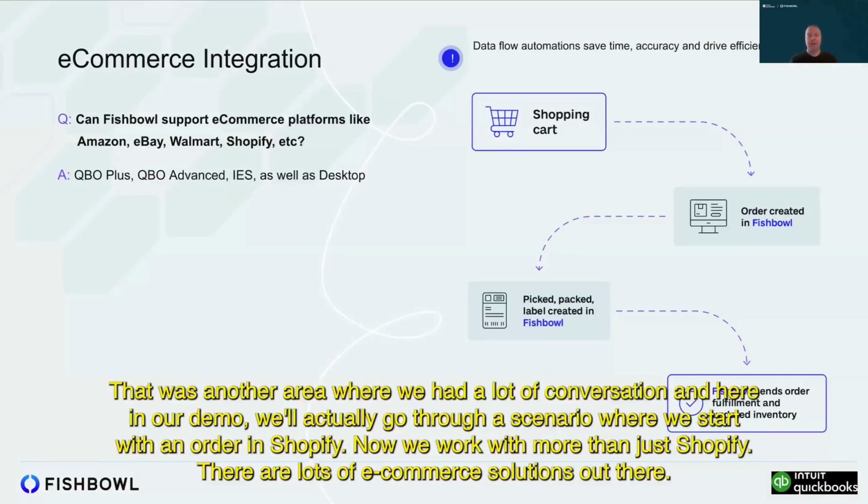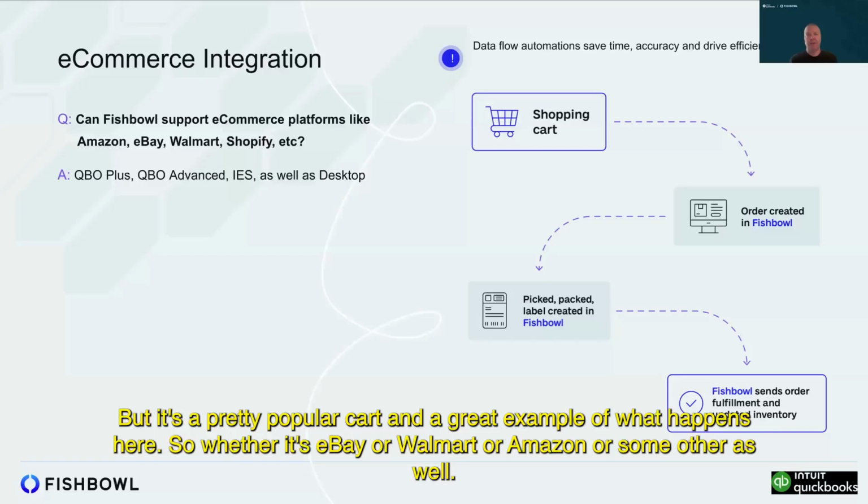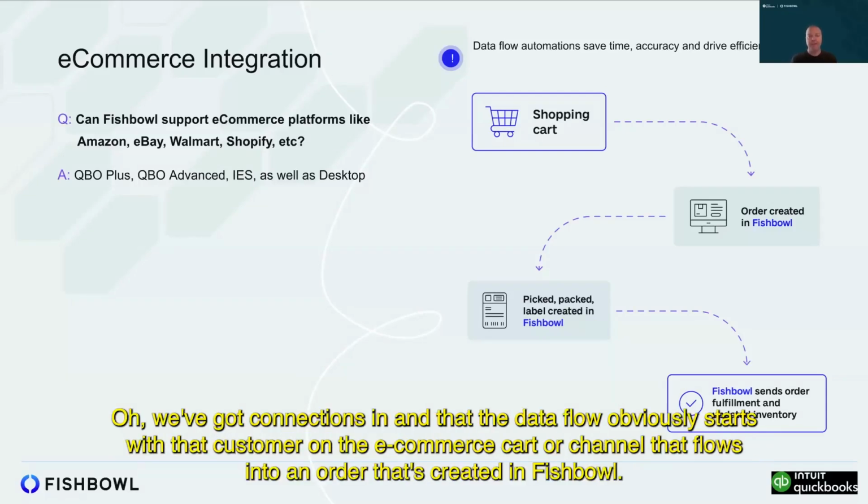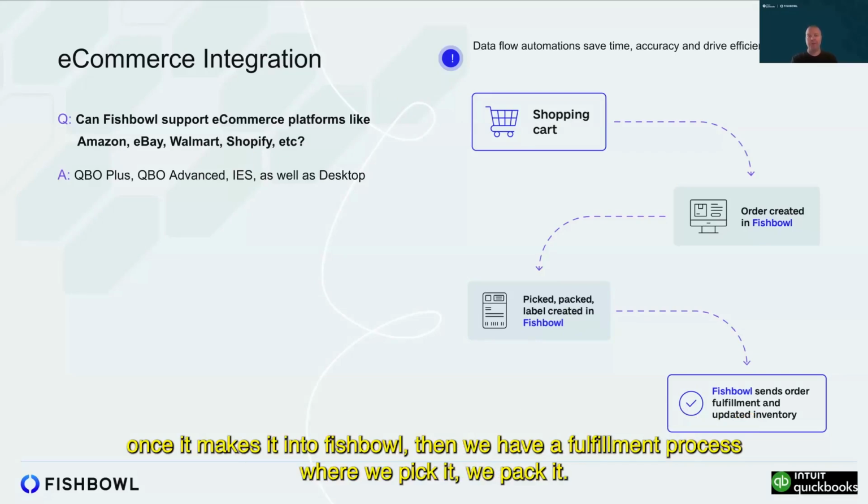That was another area where we had a lot of conversation, and here in our demo, we'll actually go through a scenario where we start with an order in Shopify. Now we work with more than just Shopify. There's lots of e-commerce solutions out there, but it's a pretty popular cart and a great example of what happens here. So whether it's eBay or Walmart or Amazon or some other as well, we've got connections in, and the data flow obviously starts with that customer on the e-commerce cart or channel that flows into an order that's created in Fishbowl.